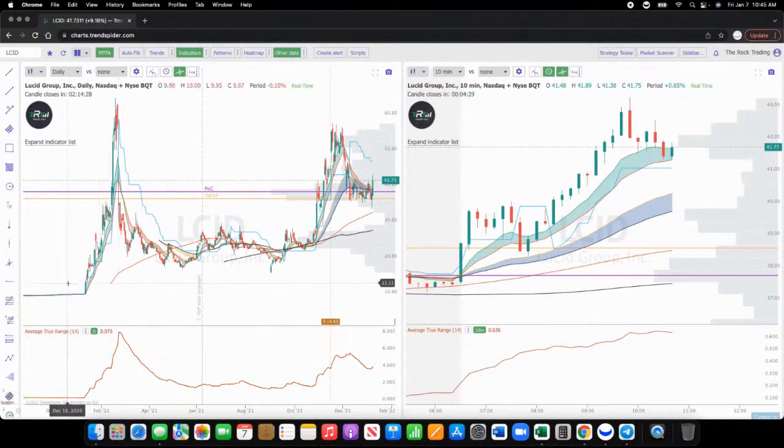Let's just say, for example, it was $10 at that time. When we hit about, let's say right here on January 25th, 2021, we hit a price of $27. The average true range on that day, January 25th, was $2.03.